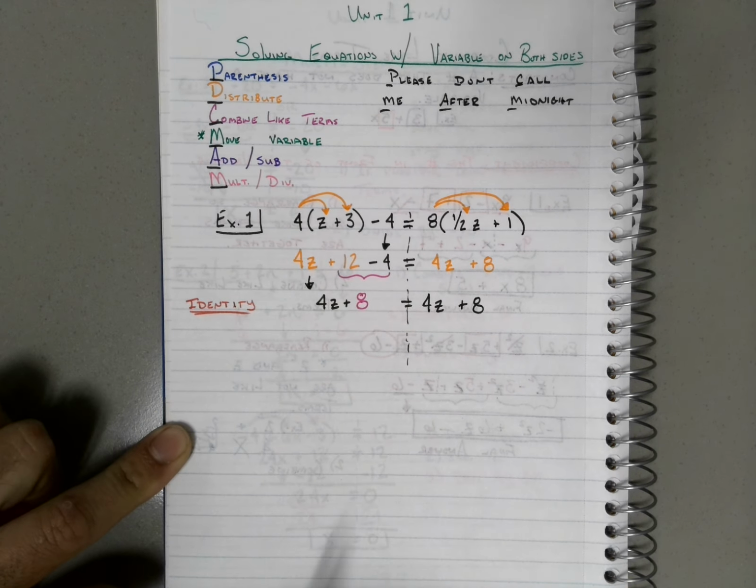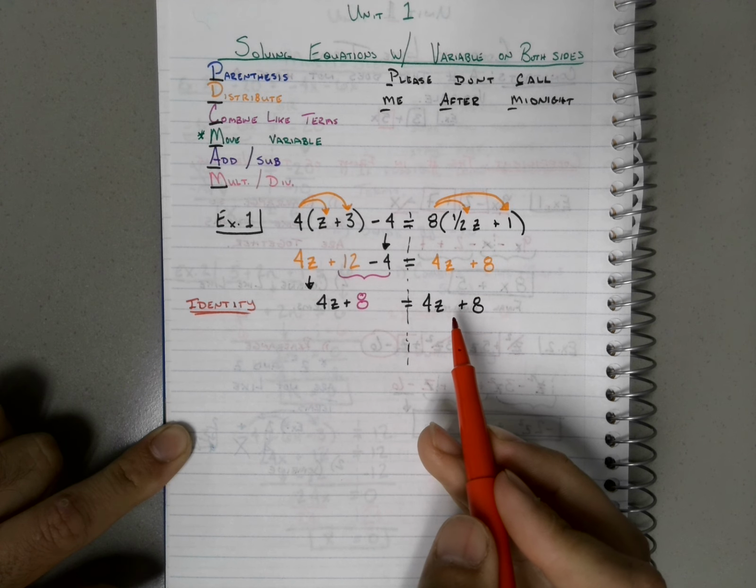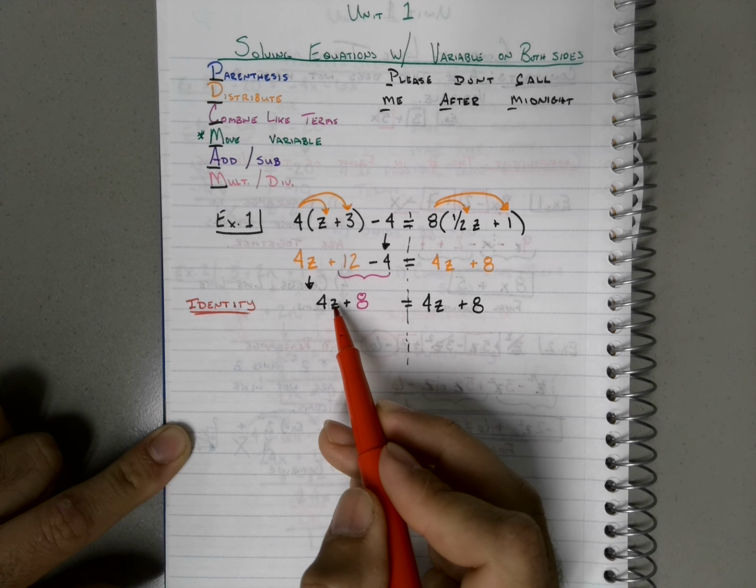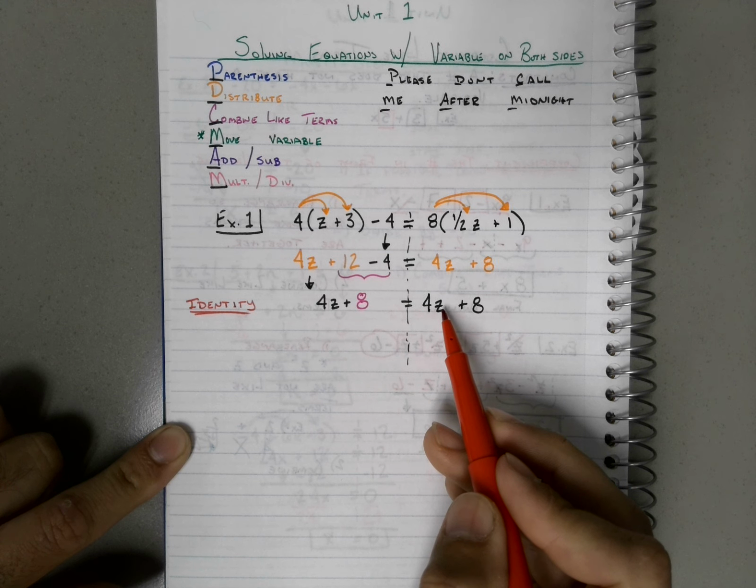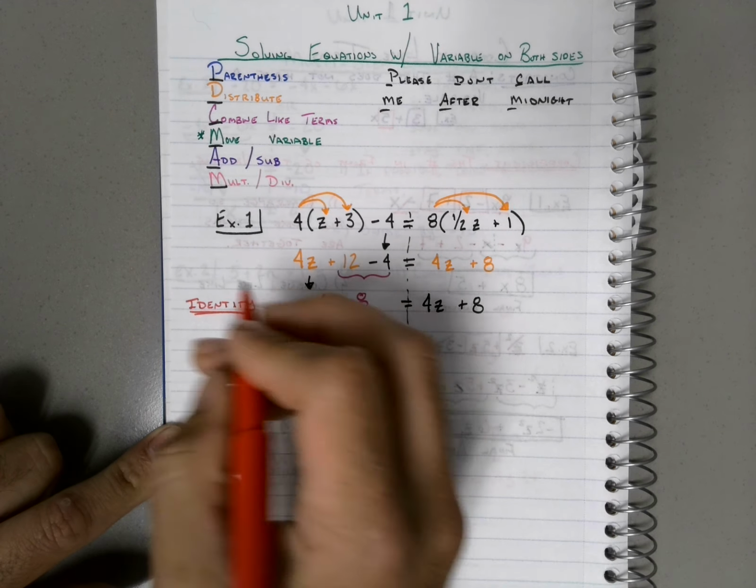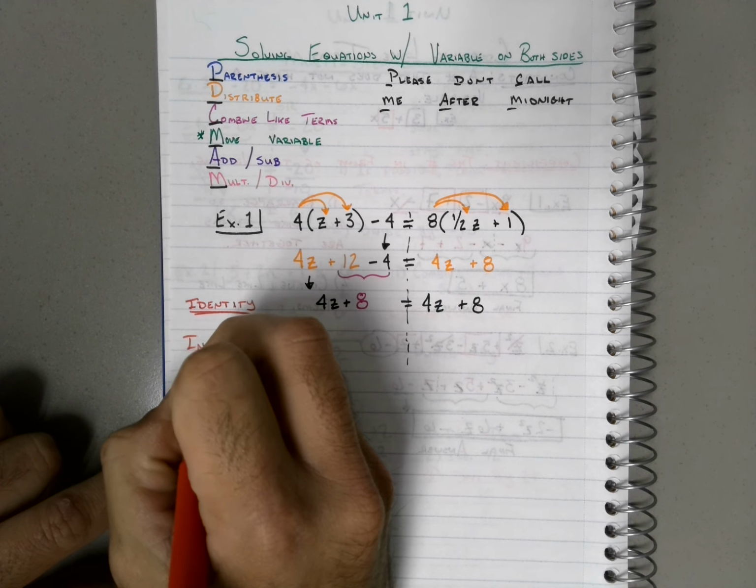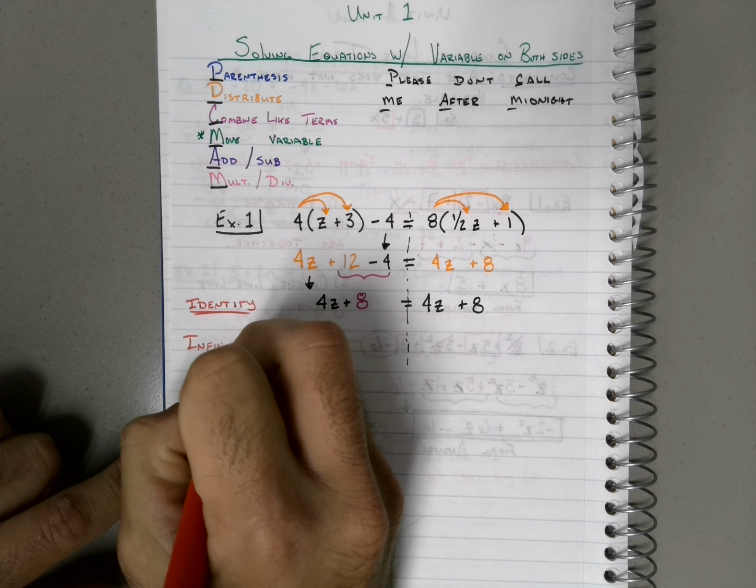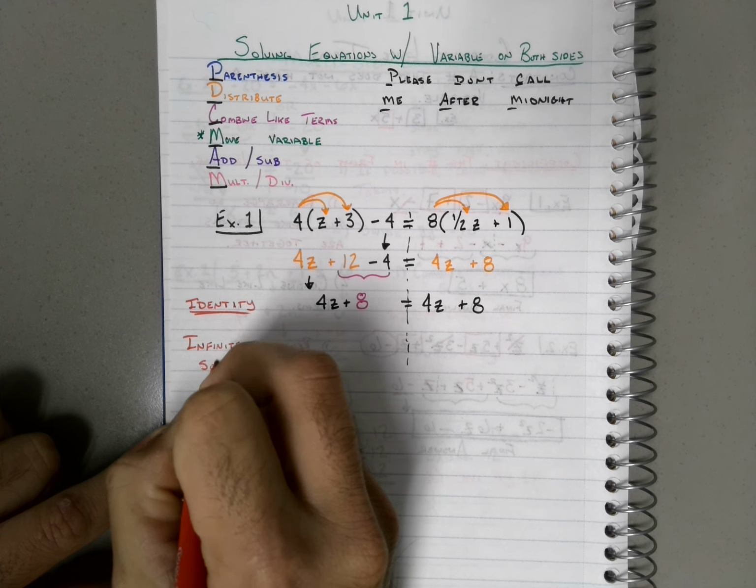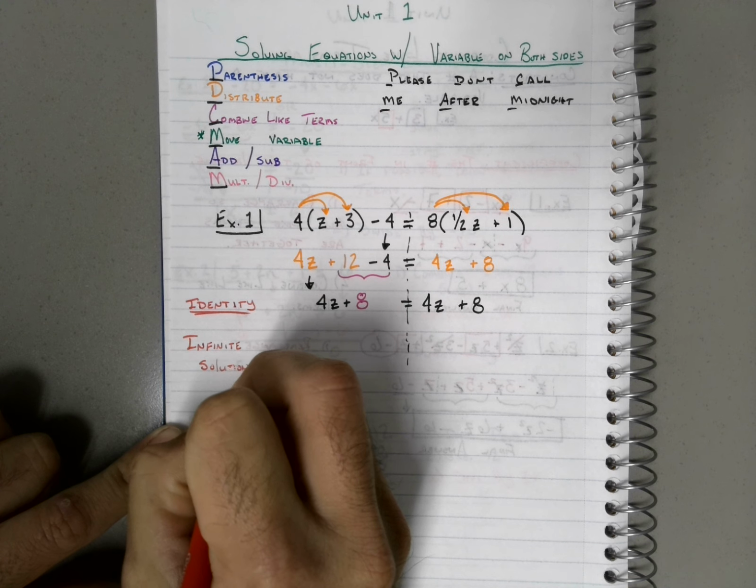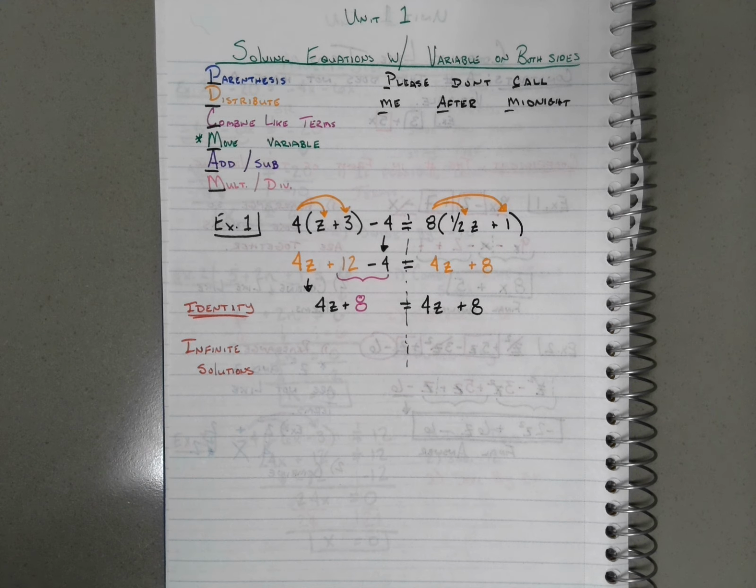What does that tell me? It tells me if this side equals this side, no matter what I put in for z here and put in for z, both sides will equal each other. This tells me that this actually has infinite solutions. So realistically, I wouldn't have to go any further.